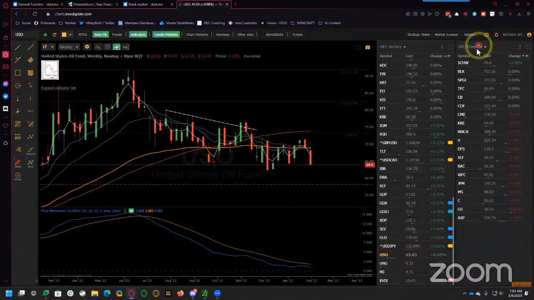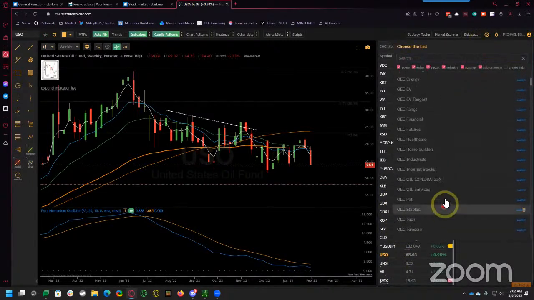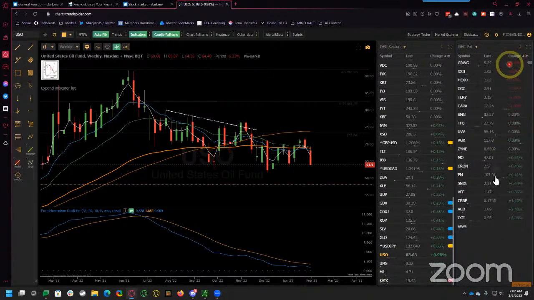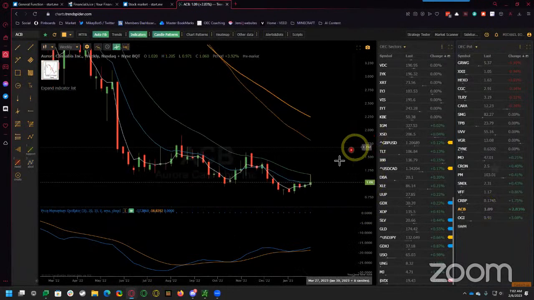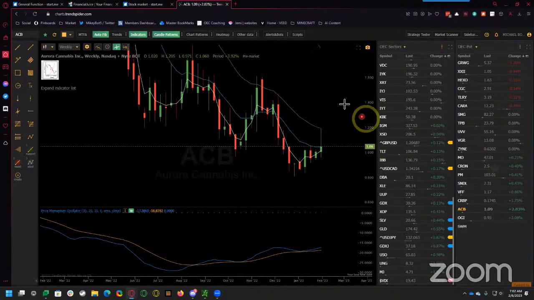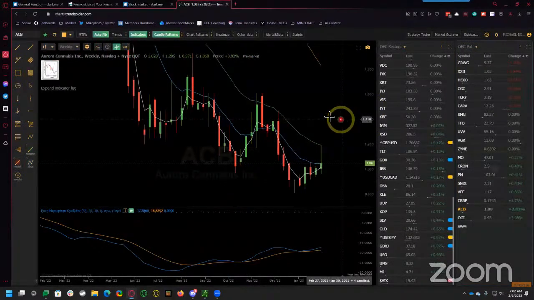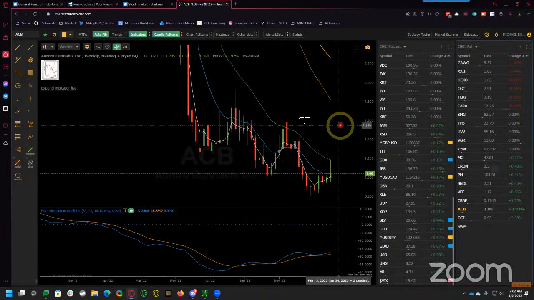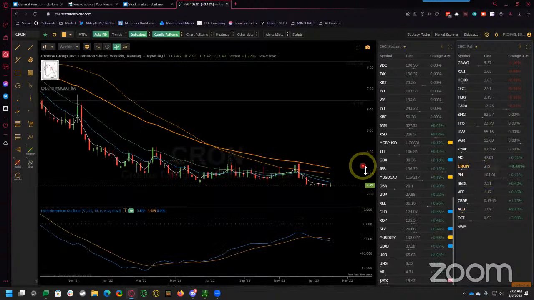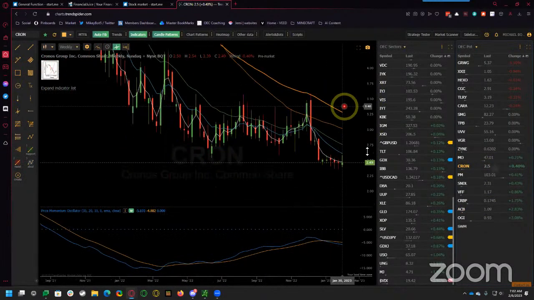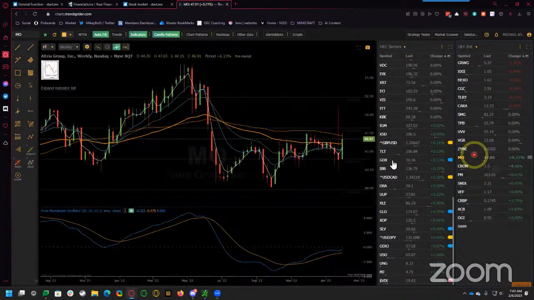And marijuana is the other one this morning, pot stocks. Looks like ACB is going to be testing that 20-week. It's trying to get a 10-week crossover. That's pretty bullish. And they certainly don't look very healthy, huh?